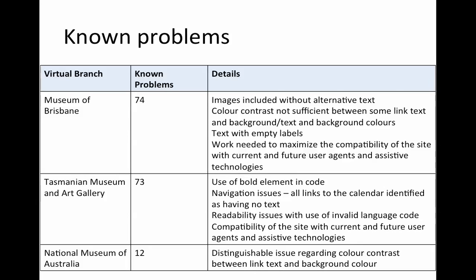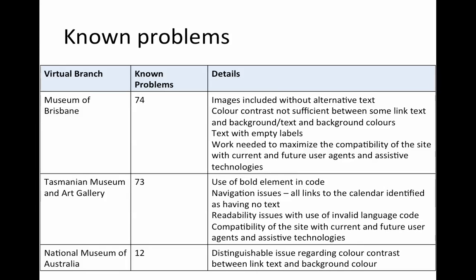What the AC Checker reports show us are the types of accessibility problems that exist for each of these virtual branch home pages. It seems significant that the National Museum of Australia has such a marked difference in the number of identified errors, and that they all relate to the question of colour contrast, something that could easily be fixed manually. For the other two virtual branches, while their error count of known problems is almost identical, the types of problems differ to some degree.